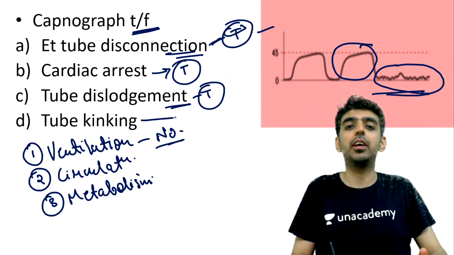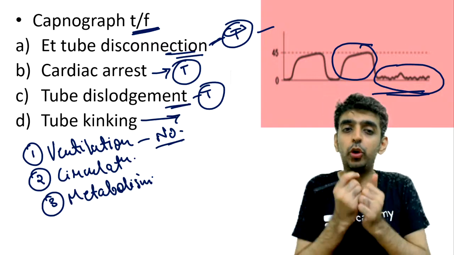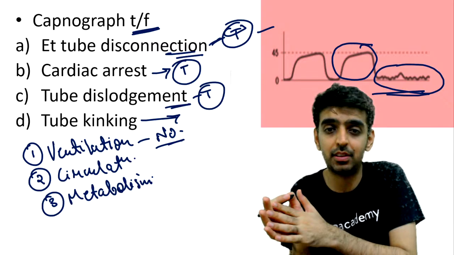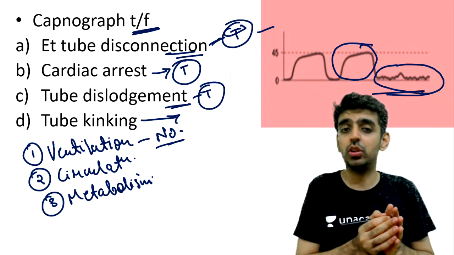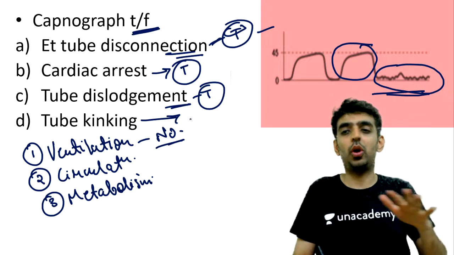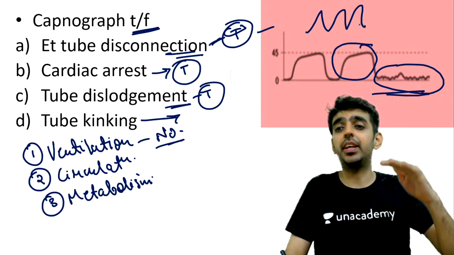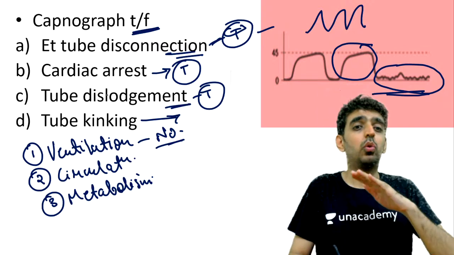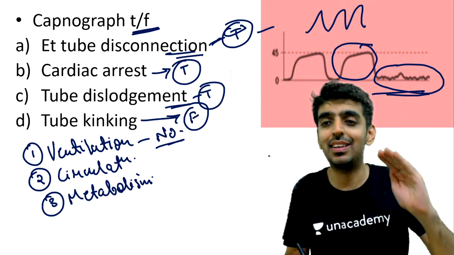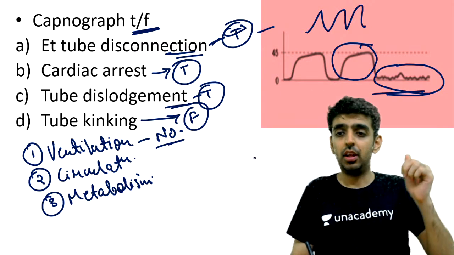Now tube kinking is a dicey answer here, right? If it is a complete tube kink where there is no respiration happening, at that time you might get this. But it is very rare to get complete tube kinking. In partial tube kinking, you will not get this kind of EtCO2. You will get a peaking type of EtCO2, right? So this statement is not a completely true statement. It is a partially wrong statement. So option D is false, right?